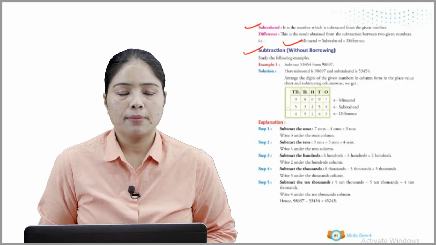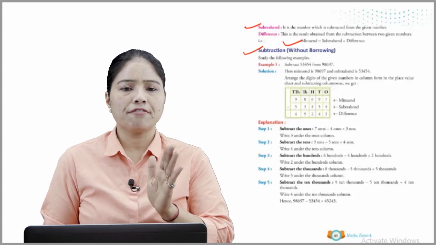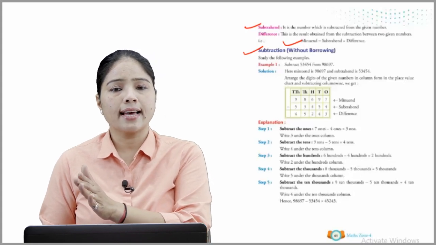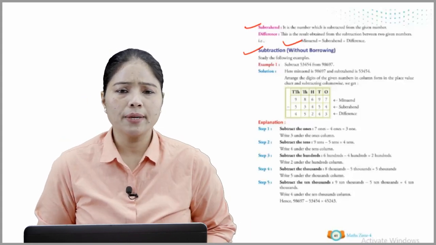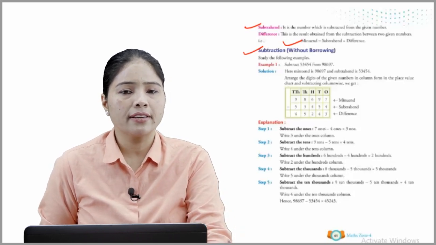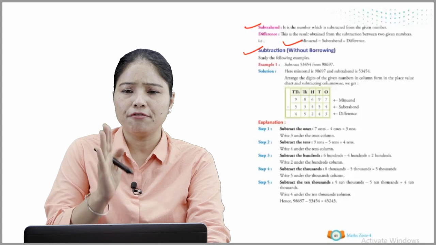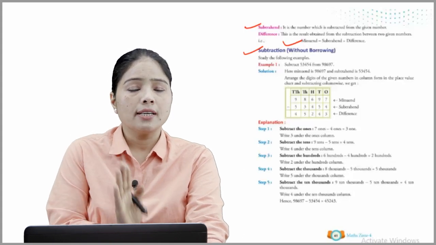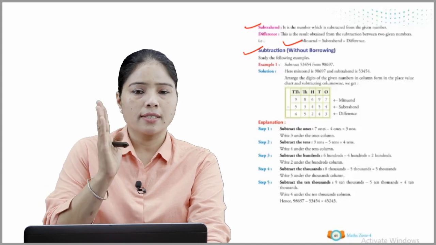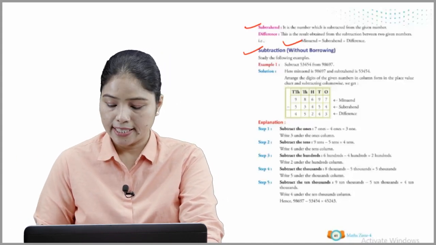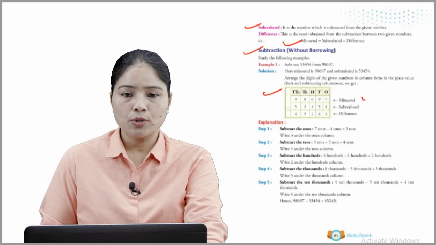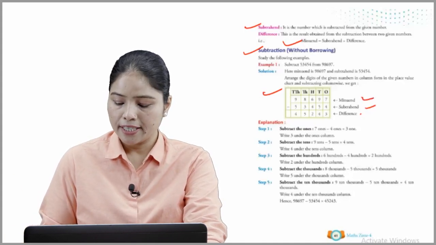Study the following examples. Example number 1, subtract 53454 from 98697. Solution. Here minuend is 98697 and subtrahend is 53454. Arranging the digits of the given numbers in column form in the place value chart, minuend and subtrahend column wise, we get. सबसे पहले आपने इसको column wise कर देना है. ओके तो ये हमारे minuend है, ये subtrahend है और ये इसका difference है.